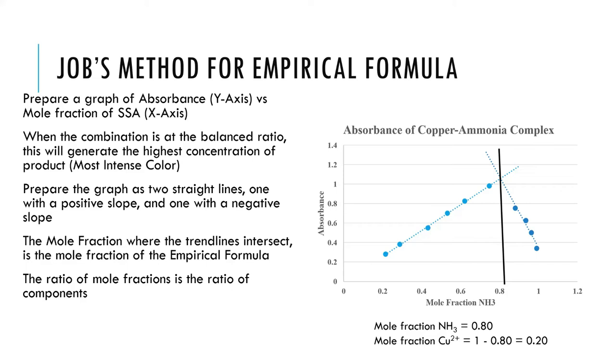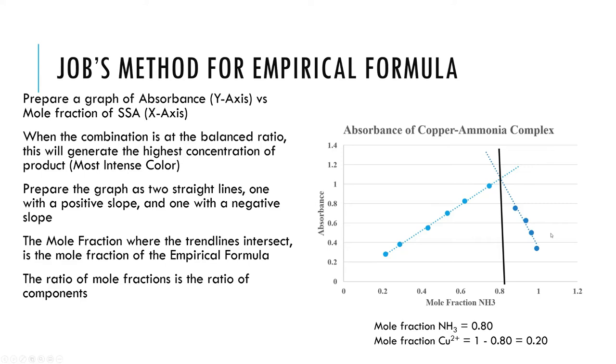And where they cross one another, that is the mole ratio of the final product itself. This is the ratio of the product. It's the theoretical point where the absorbance and therefore the concentration of the product is at its height. It's the highest concentration, the highest intensity at this mole fraction. And using this mole fraction where the absorbance or the concentration is the highest, you can determine the empirical formula for the compound itself.